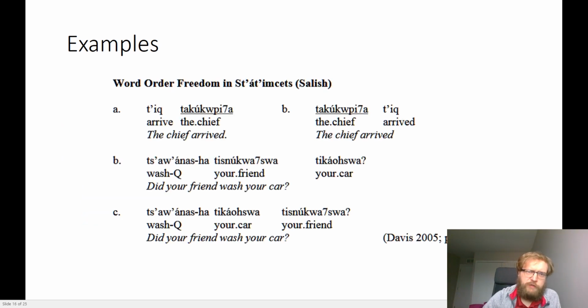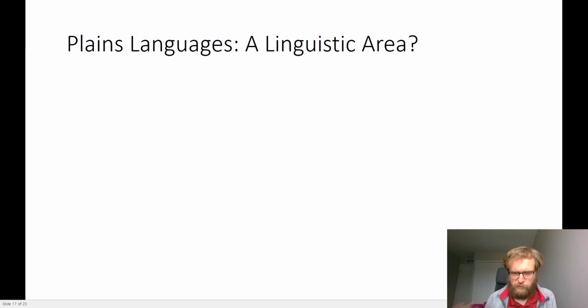A lot of these languages also have relatively free word order. So here we see the chief arrived in both directions. We see this question, did your friend wash your car? Wash, question marker, your friend, your car. But it can also be asked the other way, wash, question marker, your car, your friend, with apparently no or little meaning difference.